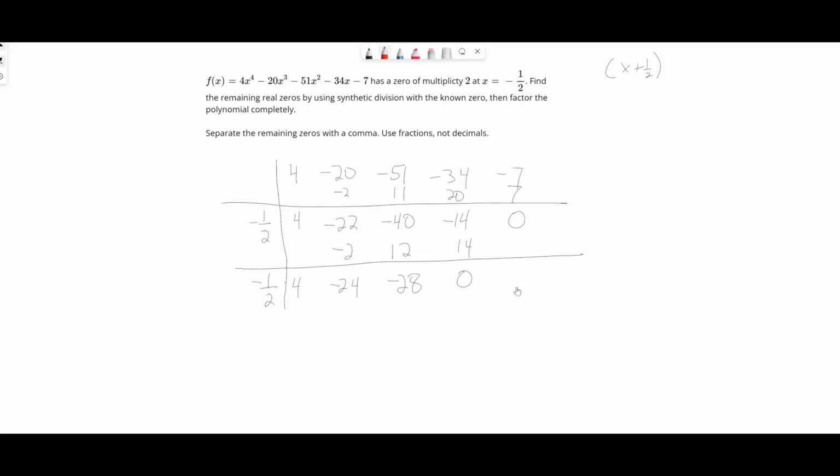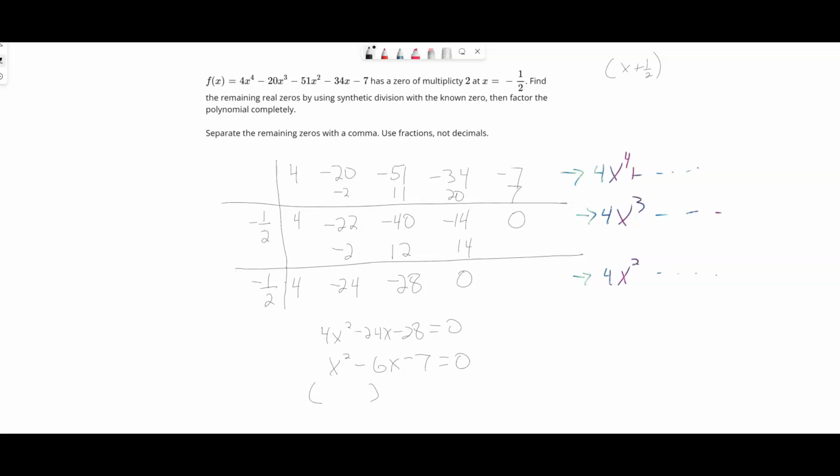And what's remaining, now keep in mind this was originally represented as a 4x to the fourth plus and so on. When we factored out the minus 1/2, this now represents a 4x cubed and so on. And now this represents a 4x squared with stuff. So we have whittled this down to a 4x squared. This is great. That means that we can use other tools. 4x squared minus 24x minus 28 equals 0. If we divide by 4, we can reduce this to x squared minus 6x minus 7 equals 0.